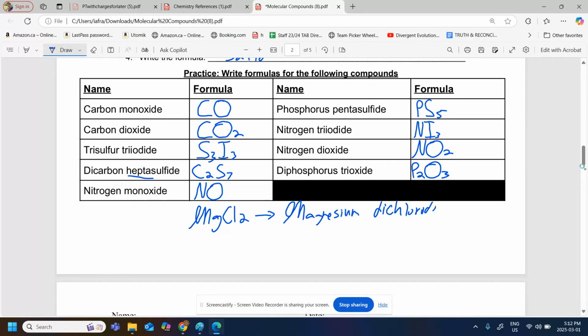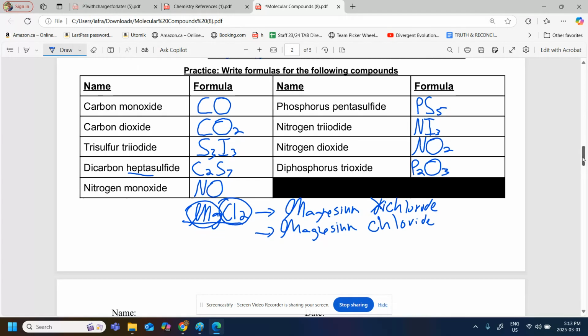If you did this, it is incorrect. You would not have said magnesium dichloride. This was a quick trick to see if you're thinking about what type of compound you're naming. Don't forget this is ionic. There's a metal and a nonmetal. So you would not use prefixes. You would simply say magnesium chloride. So be careful with that. If it's ionic, you don't use prefixes. You only use prefixes if it's molecular or covalent.